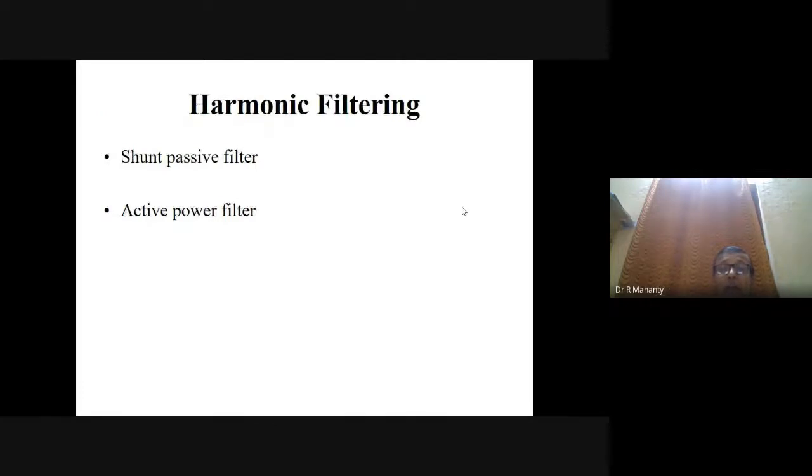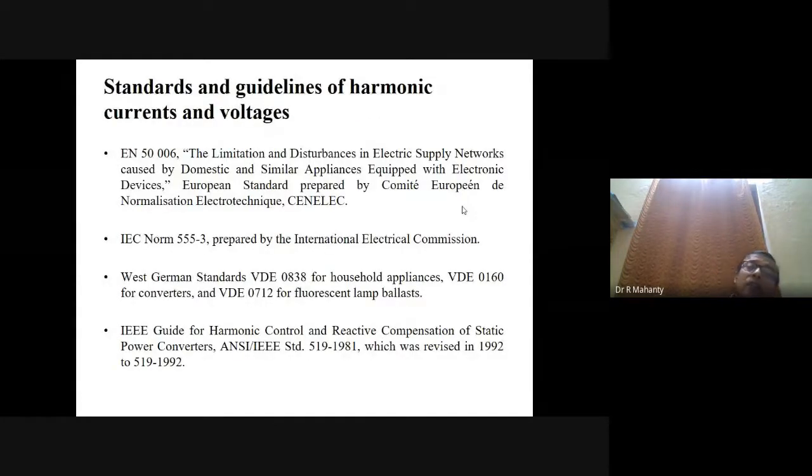Okay, and there are certain standards and guidelines for harmonic currents and voltages, which are EN 50006, then IEC norm 5553, then West German standards VDE 0838, then the IEEE guide for harmonic control and reactive power compensation, IEEE 519 1992. So these are the guidelines for harmonics by different agencies, and in most cases we use this IEEE 519 1992.